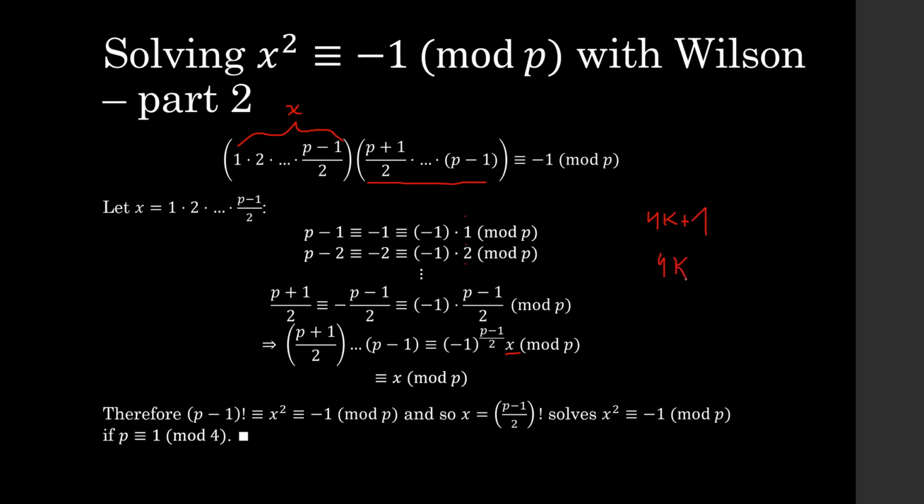So (p-1)/2 is going to be 2k, which is the form of an even number. Okay, that was just precision here. So therefore (p-1)! is going to be congruent to x squared, which is going to be congruent to -1 mod p.